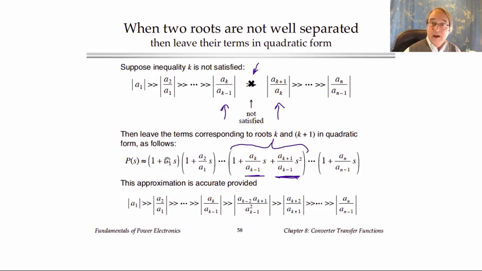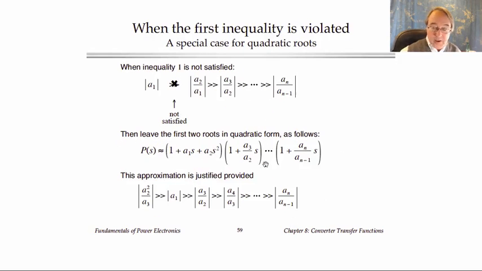One can multiply this out and show that this is the set of inequalities that are required for this approximation to be accurate. So this is in fact what happens when we have two roots that are close to each other. We have another special case where the first inequality is not satisfied. And in that case, we leave the first two roots in their original form, which is a quadratic form, like this, and then we continue as usual for the remaining roots. One can multiply this out and find the inequalities that need to be satisfied, and here's what they turn out to be. So the first two inequalities are different.